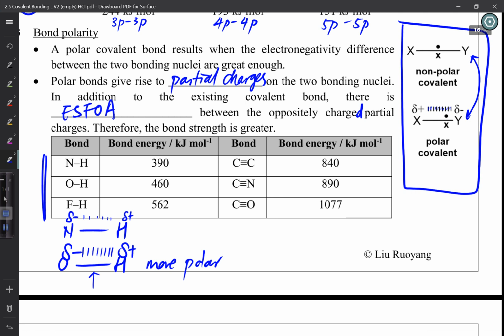Any questions for this part? Could you repeat yourself again, the more polar thing?